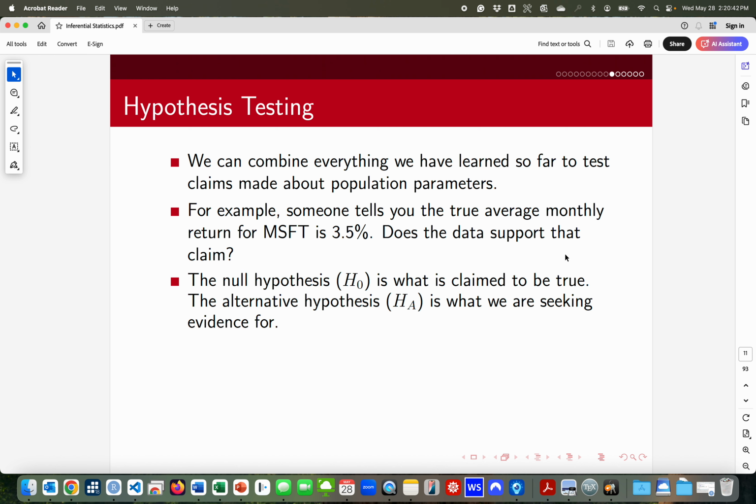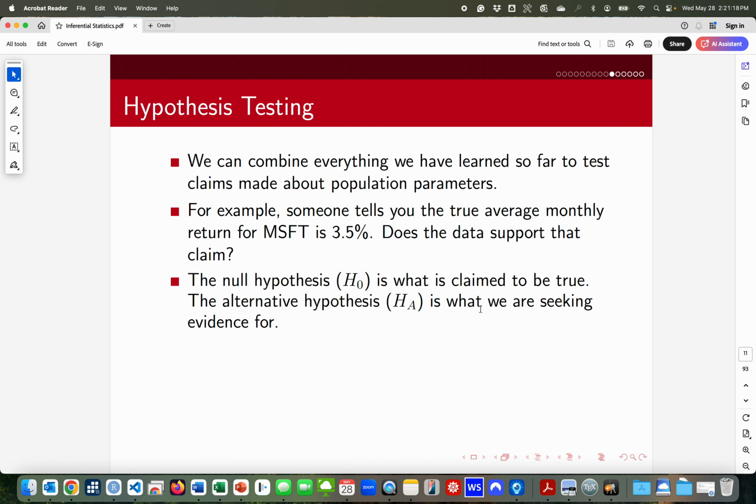So when we're thinking about hypothesis testing, there's a null hypothesis which is claimed to be true. In this case, the null hypothesis would be that the true mean is 3.5%. The alternative hypothesis is what we're seeking evidence for. So if the null hypothesis is equal to 3.5%, the alternative hypothesis would be not equal to 3.5%, because it has to be the complement. When I say complement, I mean the opposite of the null. So if the null is equal, the alternative has to be not equal.